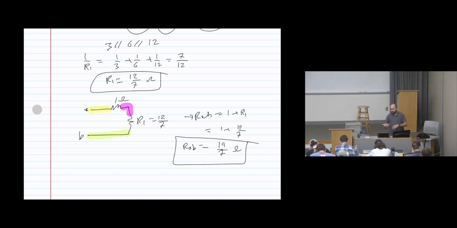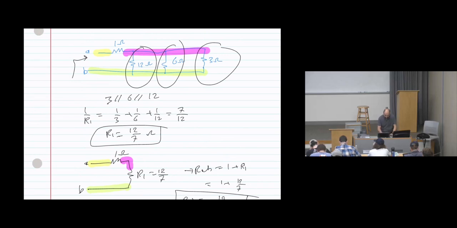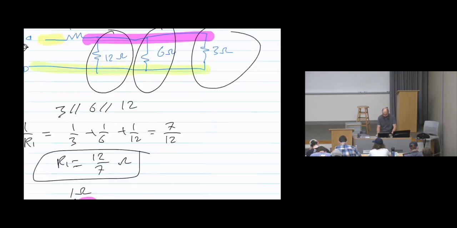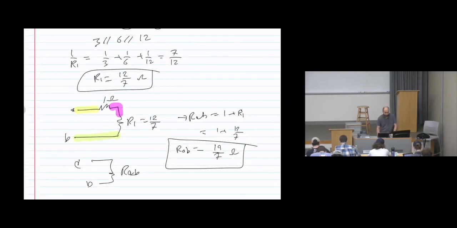Keep in mind, after every simplification, you need to redraw the circuit. So this is RAB, here is A, here is B, then that's the answer. Any question? The 7 comes from where? The 7 over 12. Yes, because here 1 over 3 plus 1 over 6 plus 1 over 12 equals 7 over 12. Then flip it, 12 over 7.